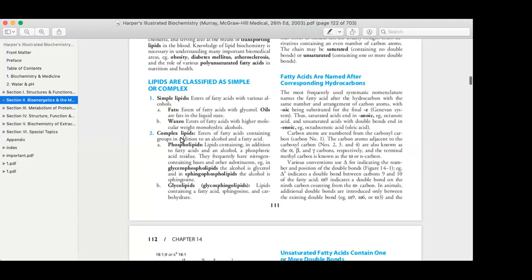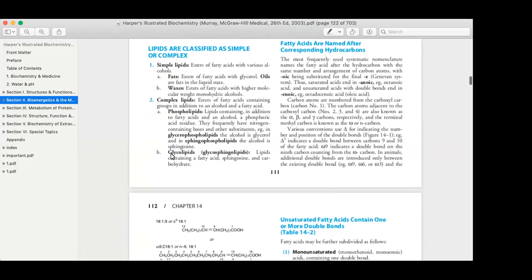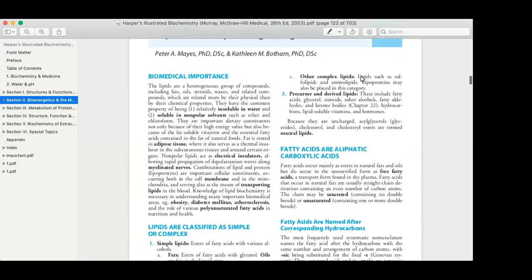Compound lipids are further classified into phospholipids, which are lipids containing, in addition to fatty acid and an alcohol, a phosphoric acid residue. You know it. And it is further classified into glycerophospholipid and sphingophospholipid. The other type is glycolipid. Complex lipids include glycolipid. Other complex lipids are sulfolipids, aminolipids, and lipoprotein.